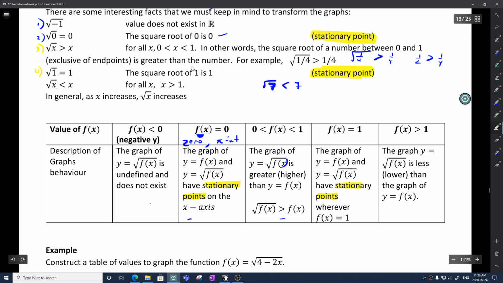Last but not least, the graph of y = √f(x) is lower than the graph of y = f(x) whenever the y value is greater than 1. So maybe, just maybe, let us get a start on an example here.